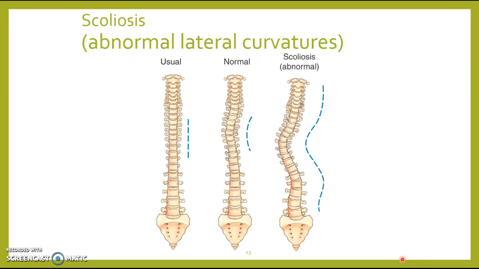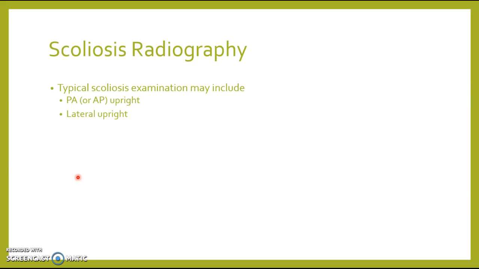And the curvature can happen in the thoracic or lumbar. We have our normal, and then a slight curvature is also considered normal. It's the degree of rotation that distinguishes a true scoliosis spine. So for our typical scoliosis examination, we will perform a PA or an AP upright and a lateral upright.